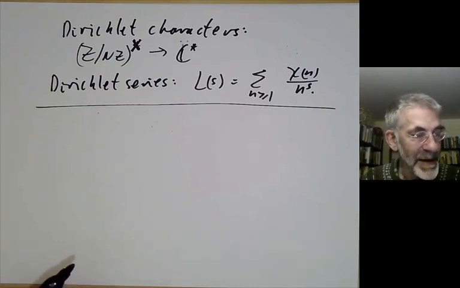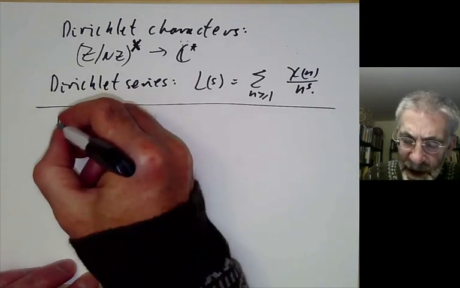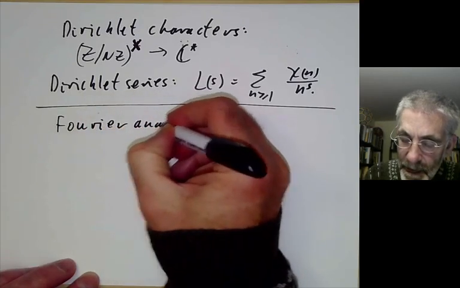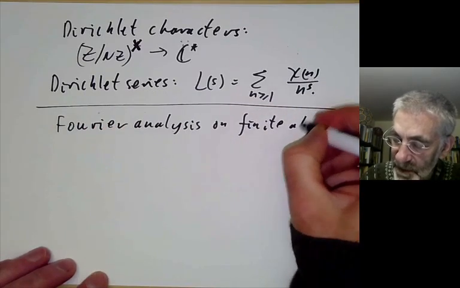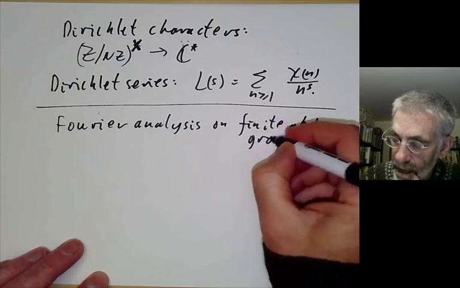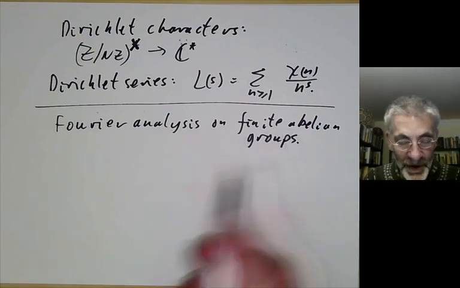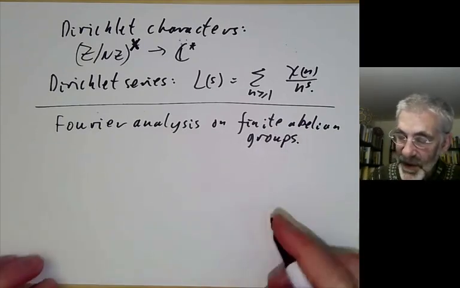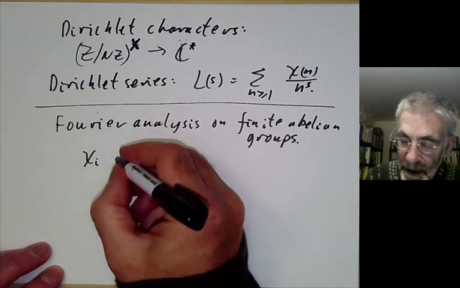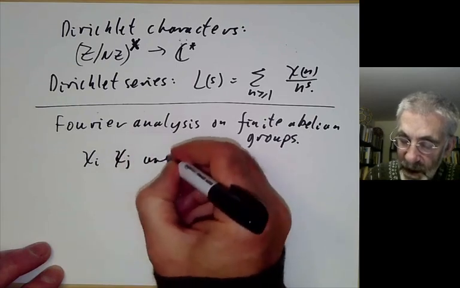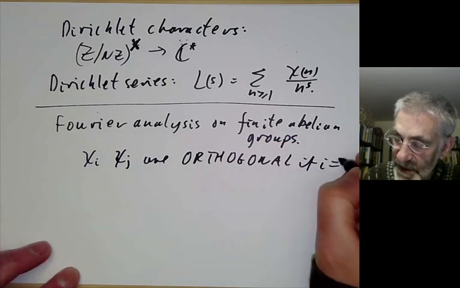So what algebraic things can you do with these Dirichlet characters? Well, you can do Fourier analysis on finite abelian groups. Okay, Fourier analysis is usually analysis rather than algebra, but if you're doing it on finite groups, it's really algebra. So how do we do this? Well, first of all, you notice that the Dirichlet characters chi i and chi j are orthogonal if i is not equal to j.